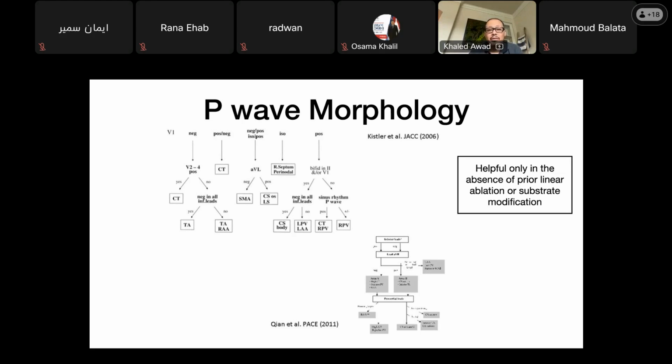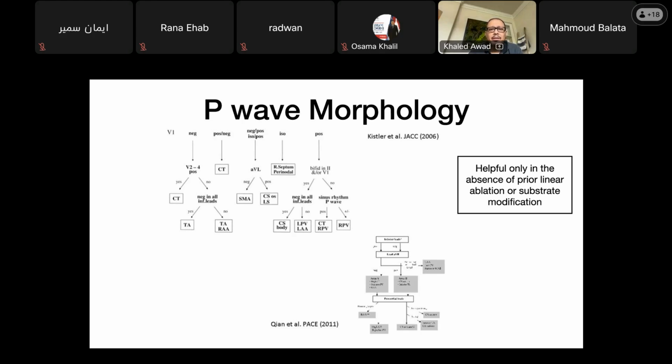You have to be focused. You've got to know where you're going, and you have to minimize the amount of time spent on the diagnostic part of the procedure. Minimize it not by being sloppy, not by cutting corners, but by using all the information that is available to you. P-wave morphology is extremely important. This is a paper from 2011. It describes that approach. I put it out there for additional reading for those who want to read it.